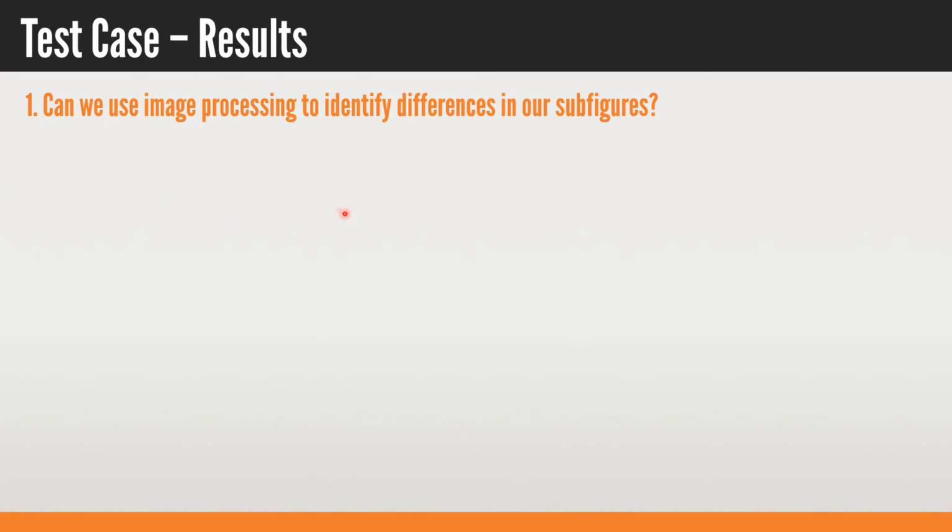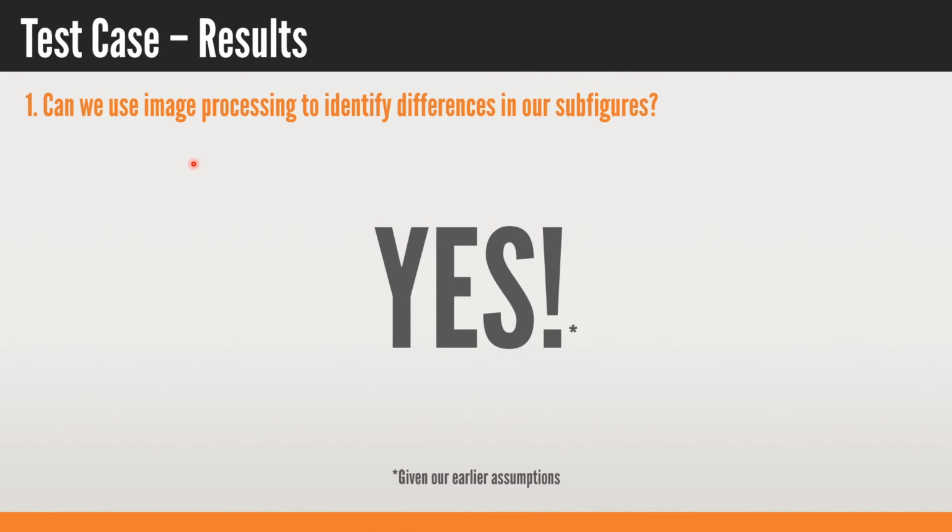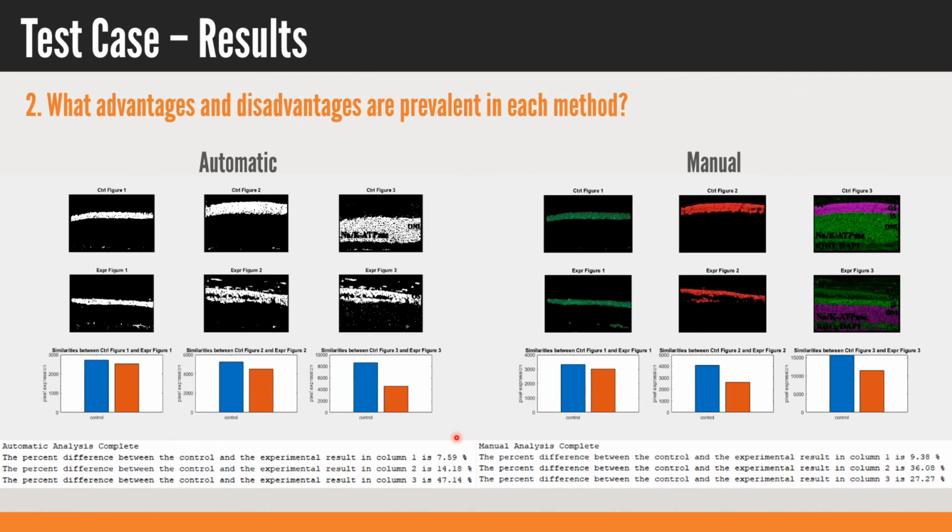So first of all, can we use image processing to identify differences in our subfigures? And I'm going to give that an emphatic yes, but we still have to give our consideration to our earlier assumptions that we made, right? So I'm going to go ahead and go to number 2 here. What advantages and disadvantages are prevalent in each method?